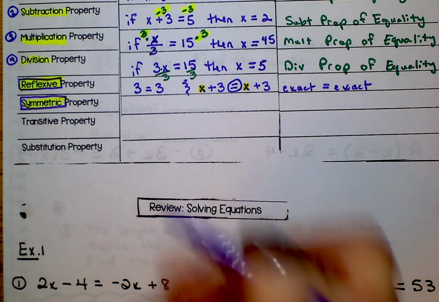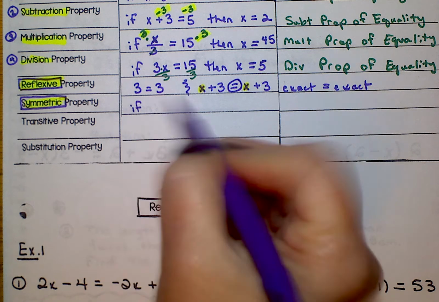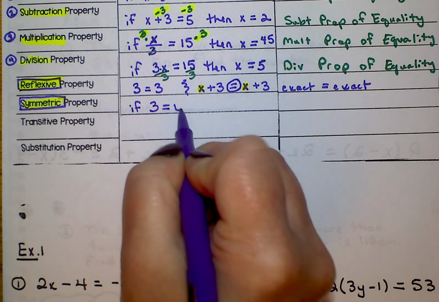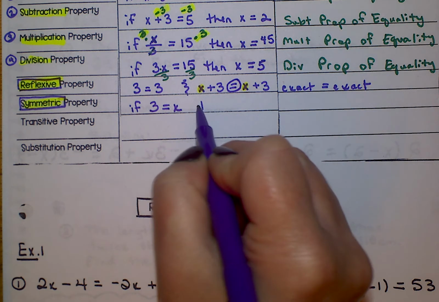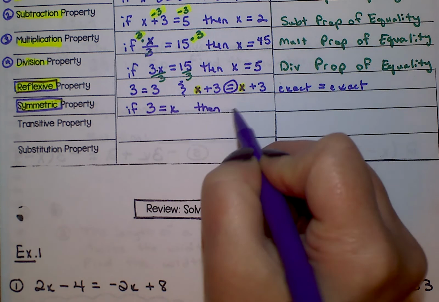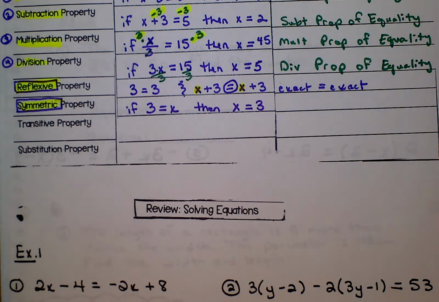Okay, with your symmetric property, sometimes in an equation you're going to get something like this: 3 equals x. And you probably saw where I've turned that around. Okay, so you would just turn that around and put your x in front. And it's okay to do that because with symmetry you can turn things around.